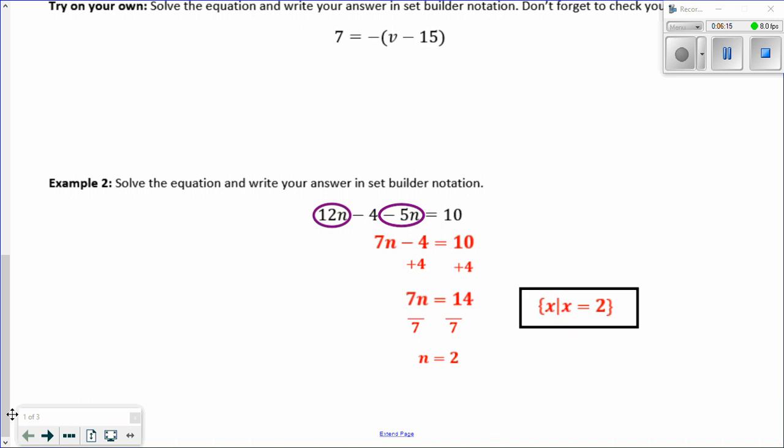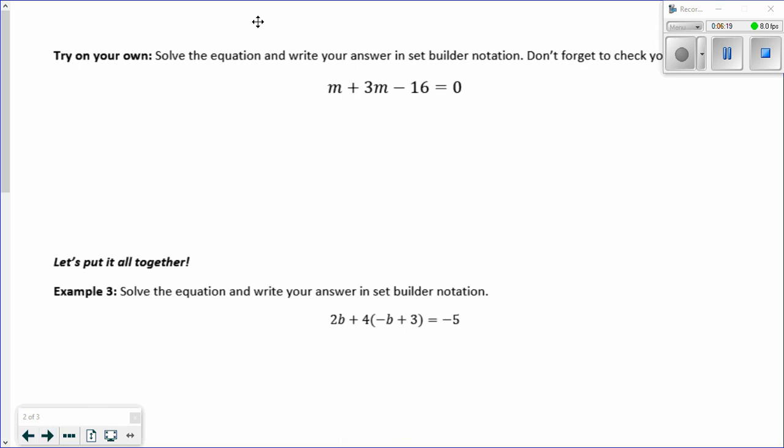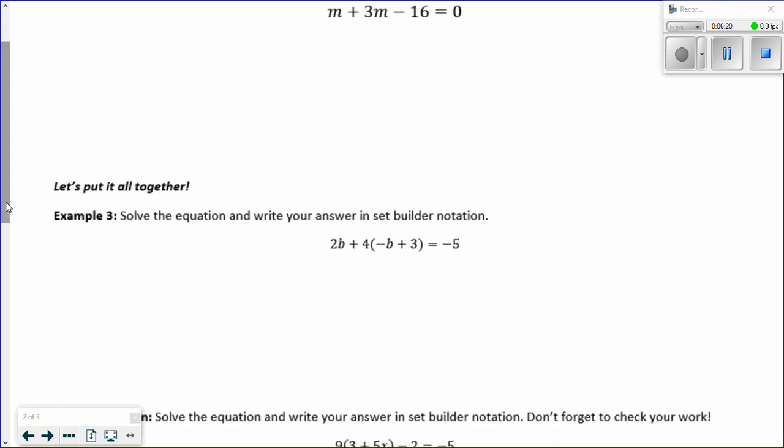Okay, not too complicated. So now you guys are going to try this one on your own. Make sure you check your answer. That's the best way to make sure you're right or not. Okay, and for example 3, you're going to put both together. So now we're going to do distributing and combining together.